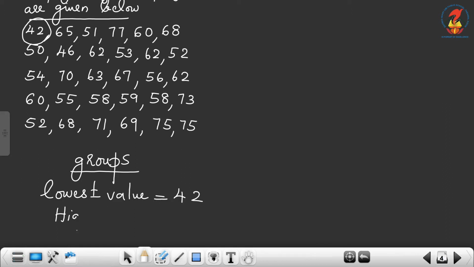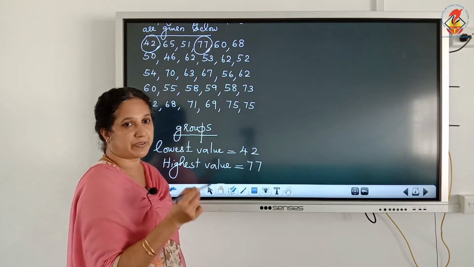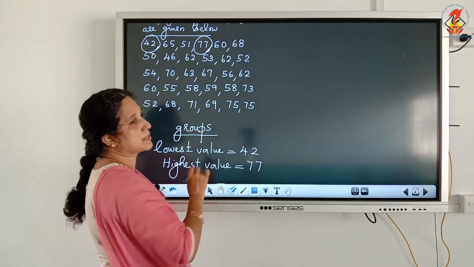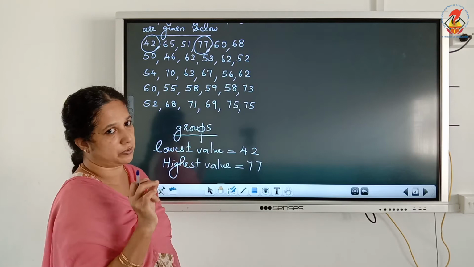Then find out the highest value, or the highest observation. Which is the highest observation? Here you can see that 77 is the highest value. So the lowest observation is 42 and the highest observation is 77. Now we have to divide these observations into different groups so that all the observations are included in the groups.